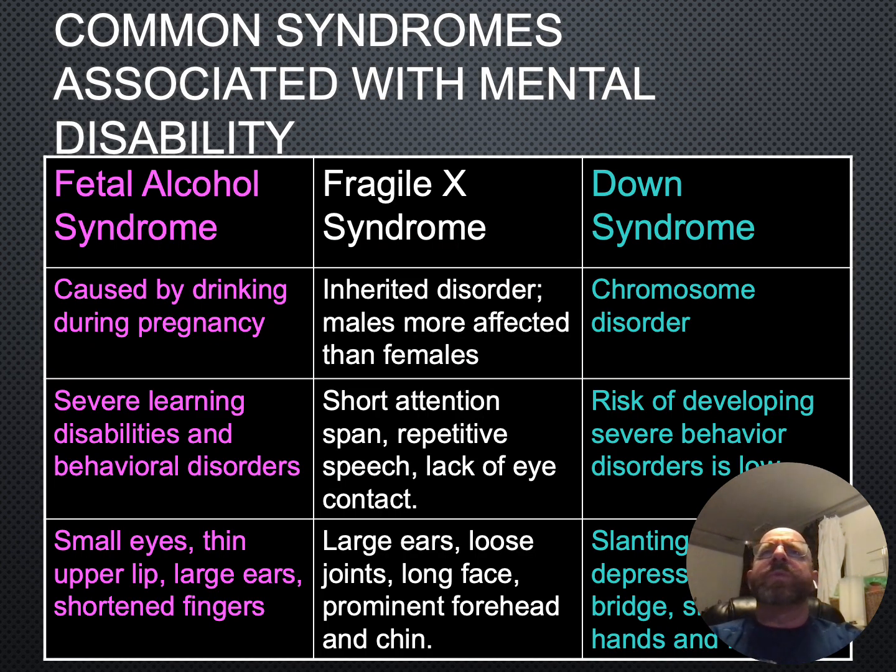Some common syndromes associated with mental disability can include fetal alcohol syndrome, which we may or may not be familiar with in our practice, which is caused by drinking during pregnancy, leading to severe learning disabilities and, unfortunately, behavioral disorders. They will have physical appearances that may include small eyes, thin upper lip, large ears, and shortened fingers. We already talked about Down syndrome and the fragile X chromosome syndrome, which is an inherited disorder. They will have a short attention span, repetitive speech, lack of eye contact, and they will have large ears, loose joints, long face, prominent forehead, and chin.